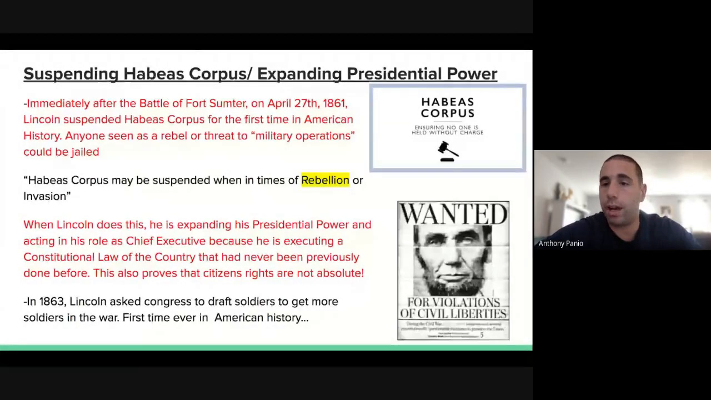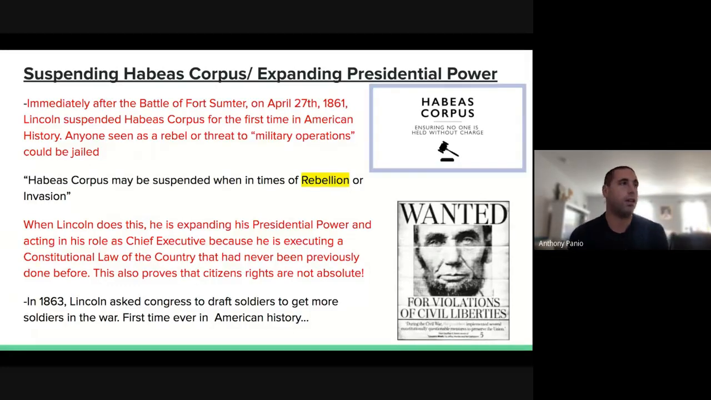Now, does he go around arresting a lot of people? No, but people do get arrested. When Lincoln does this, he's expanding his presidential power and acting in his role as chief executive. Remember, one of the many hats of the president is to enforce the laws. So the law says habeas corpus can be suspended in times of rebellion. This is exactly a time of rebellion. So he's executing his constitutional power, which has never previously been done before.